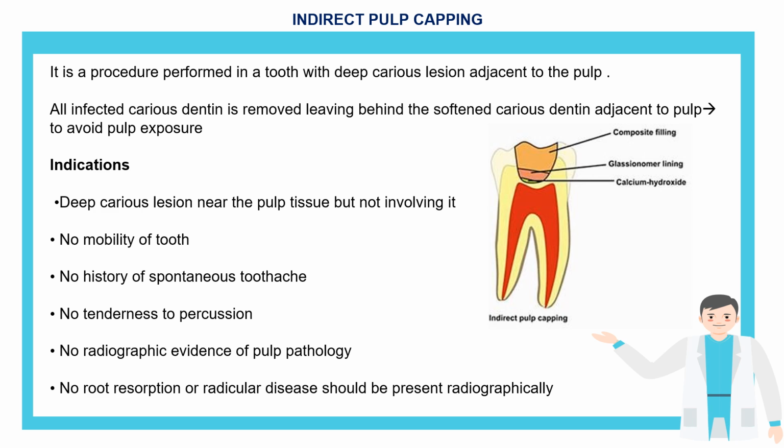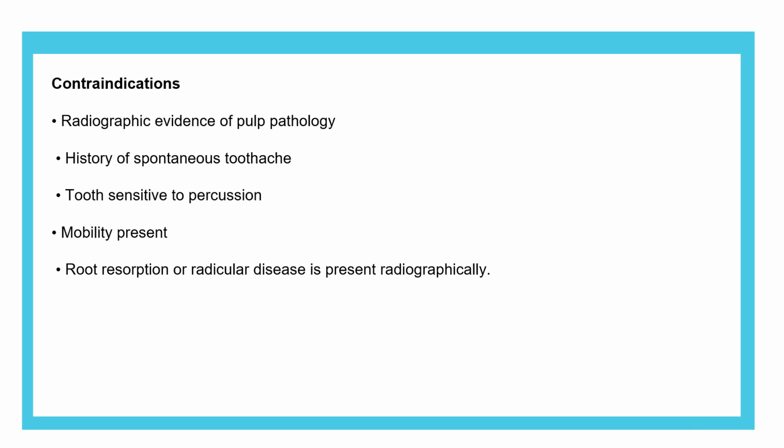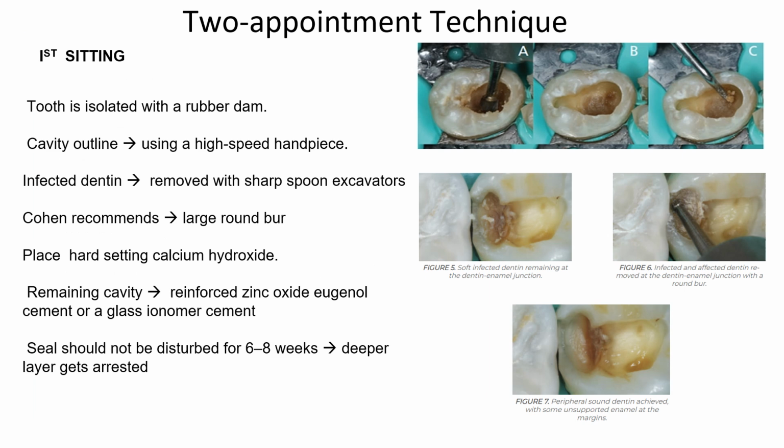It is indicated when there is a deep caries lesion near the pulp tissue but not involving it, and when there is no mobility or no history of spontaneous toothache. There should be no signs of tenderness to percussion and no radiographic evidence of pulp pathology and no signs of root resorption or radicular disease. And it is contraindicated in cases where there is radiographic evidence of pulp pathology or history of spontaneous toothache, or when the tooth is sensitive to percussion, or when there is mobility or signs of root resorption or radicular disease.